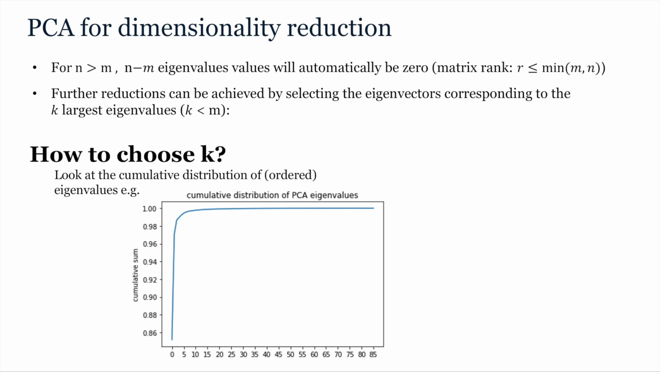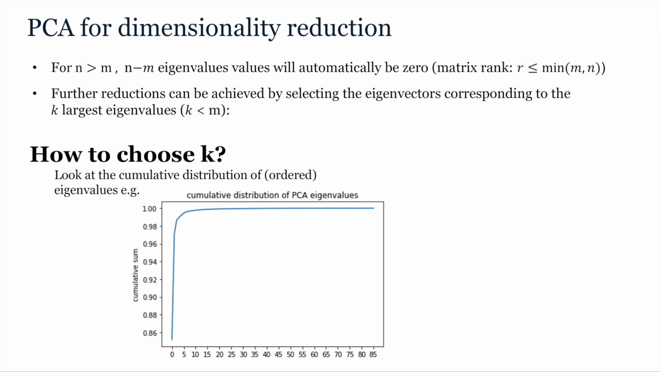However, further reductions in dimensionality can be achieved by selecting the eigenvectors corresponding to the k largest eigenvalues, where k is less than m. This has many benefits relating to reducing overfitting, and it can also be used for denoising, as many components with very small lambdas can be considered as just noise. This is the reason why we want your eigenvector eigenvalue pairs to be ordered, as what you want to do is return or choose just those eigenvectors which correspond to eigenvalues with high variance.